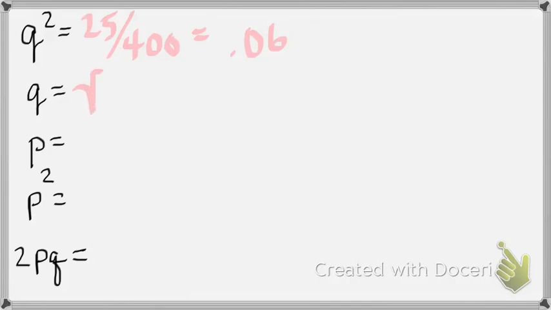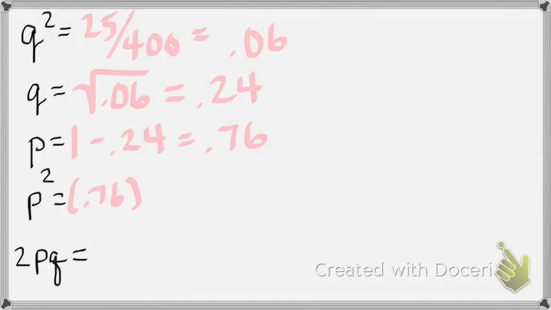Now we're going to find Q by taking the square root of 0.06. What's the square root of 0.06? That's what I got too, 0.24. Again, we're going 2 places behind the decimal. How do we get P if we know Q? Good. So I got 0.76 for P. Everybody's okay so far? Then we just have to square 0.76. 0.58? Okay.